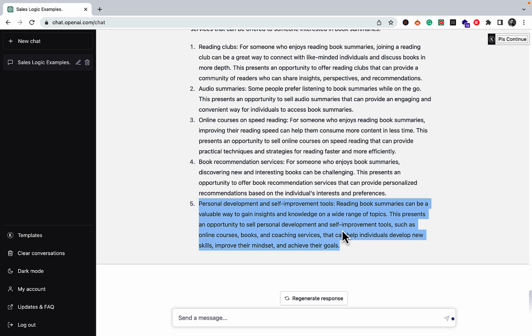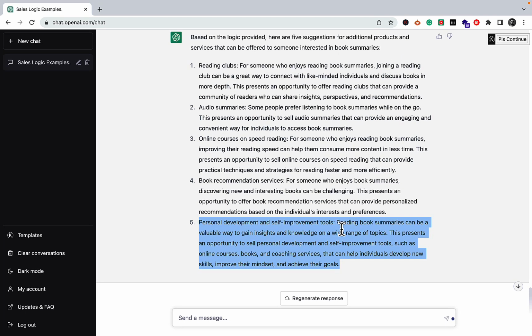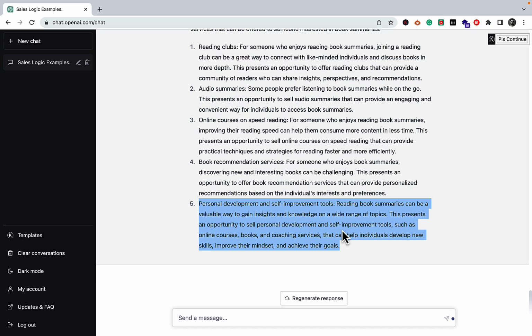So this is it. The prompt is going to be in the prompts library, guys. Once again, you can pause the screen and write this down.